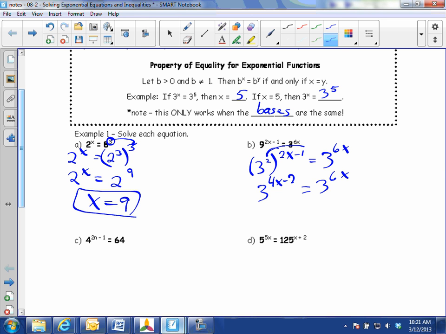Now our bases are the same. We could say 4x minus 2 equals 6x, and then just solve like a regular equation. So subtract the 4x over. Why is it 3 to the 6x? What happens to the 3? The 3 is gone. It's like over here where x is 9. I'm just pulling the exponents out. Oh, so you make the bases the same and then you pull. Yep. Once the base is the same, we can pull out the exponents and make them equal to each other.